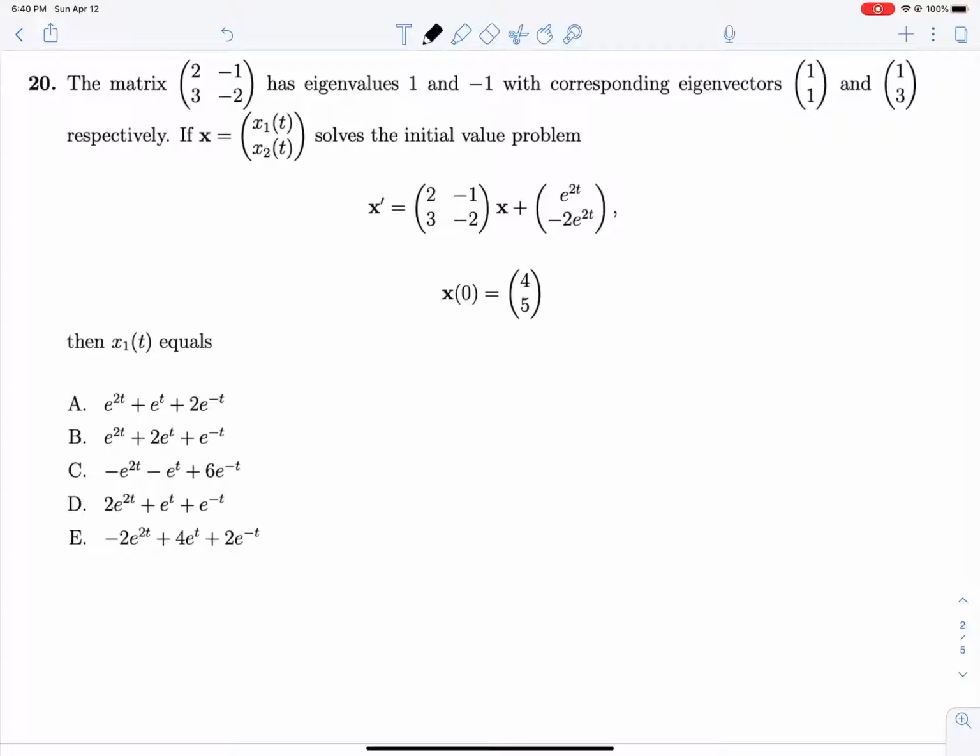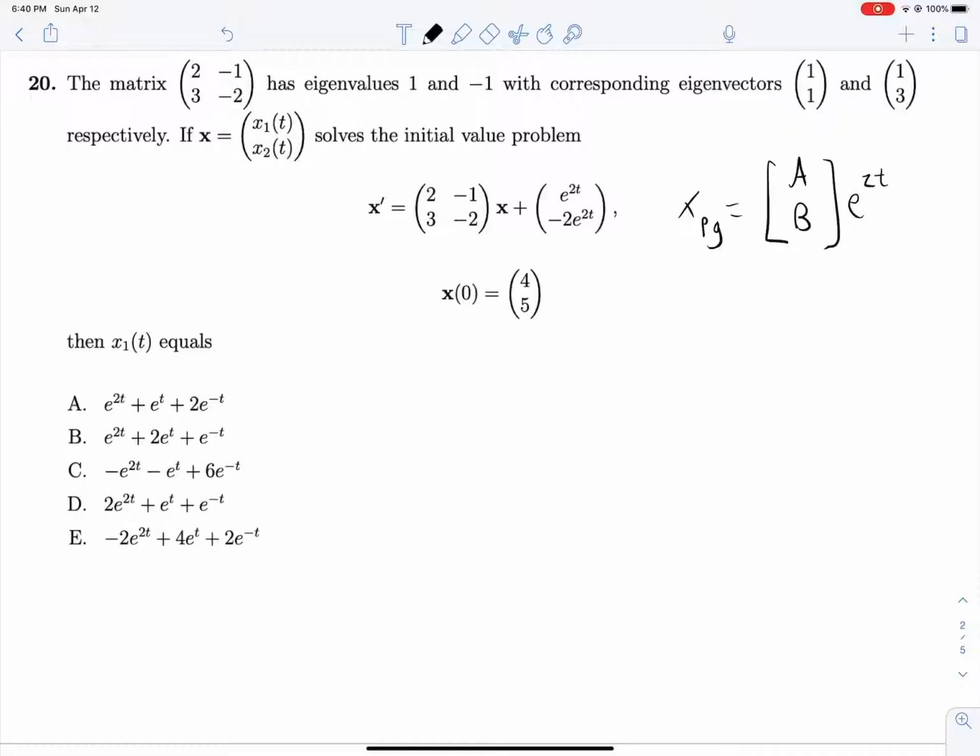We know that if we choose a guess for our particular solution, it has to be in the form of whatever we've added on here, this f of t term, the non-homogeneous term. And so we're going to guess it is a, b, e to the 2t. Just some constants, because that's all we have here. We have 1 times e to the 2t and -2 times e to the 2t.